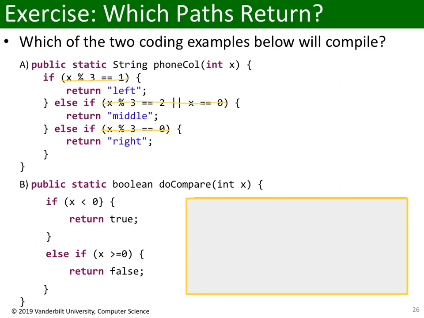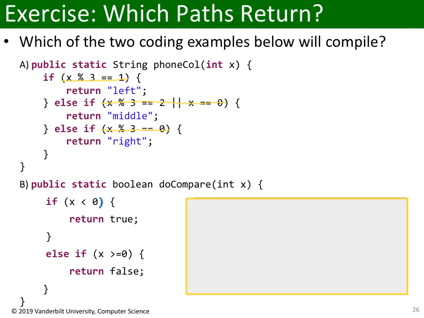So in example B, we have public static, and then we have a return type of boolean, and our method is named doCompare, and we have one parameter, which is an integer value x. So let's evaluate this to see if it will compile. We have an if statement with x is less than 0, and I see a syntax error right here that will prevent compilation. So this should have been a parentheses, but so that's one error. But let's see if there's any others.